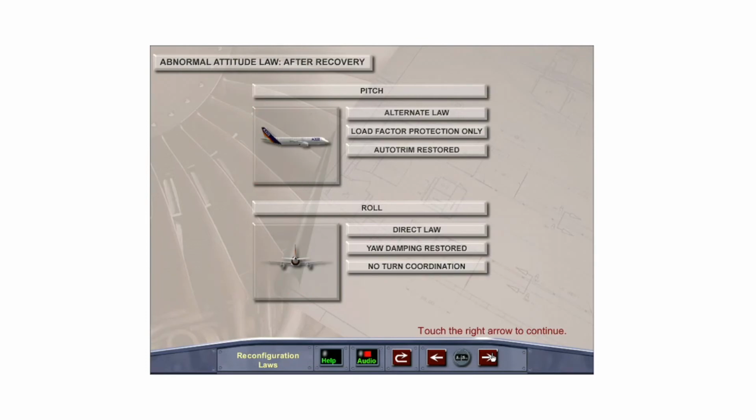When the aircraft returns to level flight, pitch alternate law without protections and lateral direct law with yaw damping but no turn coordination is active. As well, auto trim again becomes active.